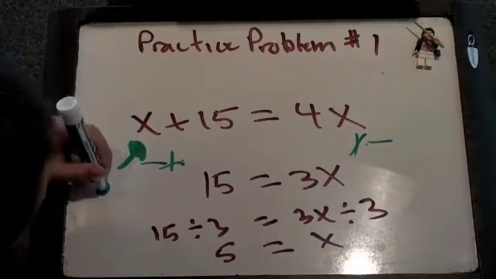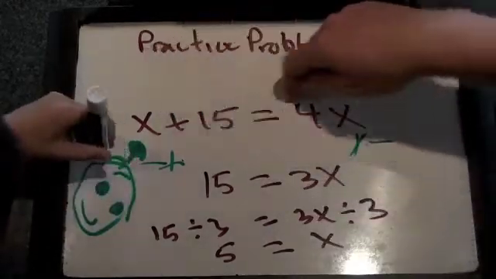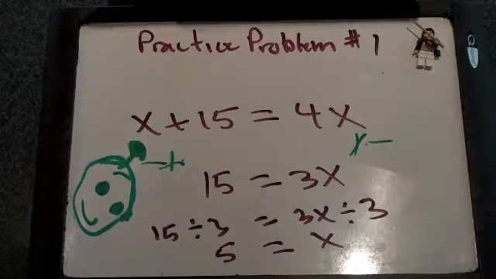That wasn't too hard of a problem, now was it? So what was the lesson on this problem? We have a fairly simple equation, x plus 15 equals 4x. But when you do something to one side of the equation, you have to do it to the other. We like to get all the x's on one side of the equation, so we subtract an x from both sides.